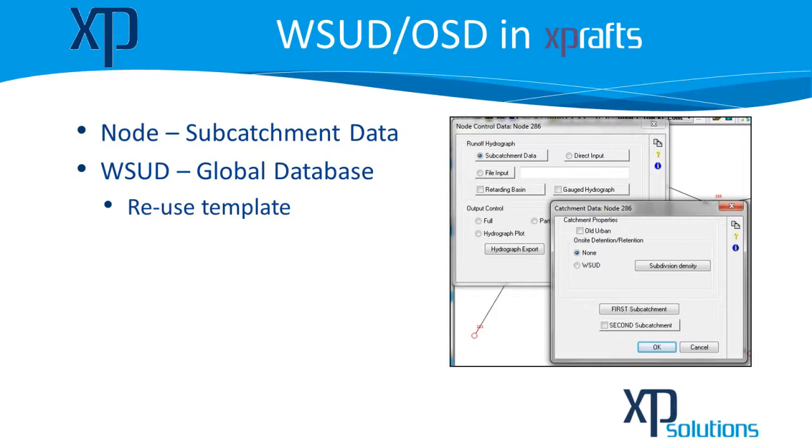So how do we access this feature? Well, if you go to the node subcatchment data dialog, you'll find that, as always, there has been a WSUD option there. This uses a global database template, which means that you can set up an on-site detention system and then reuse that all over your network. So it's very useful at the planning stage to look at how effective adding this sort of storage might be into your design.